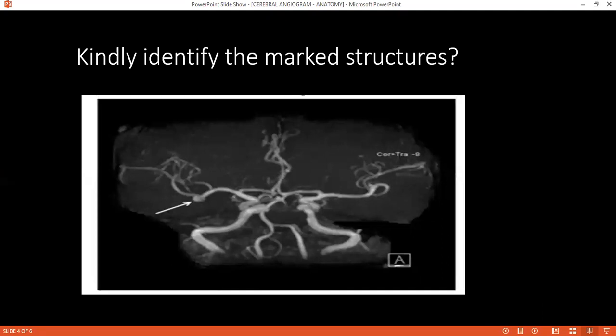Can you please tell me this arrow is pointing at something? Can you identify what it is? This is the aneurysm, berry aneurysm. What is the other name of this berry aneurysm? I think it is the middle cerebral artery. Yes, at the junction to another artery branches, it's the aneurysm of that.